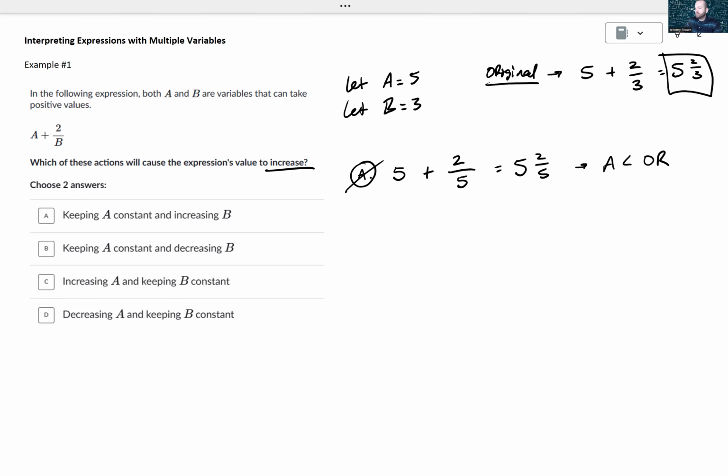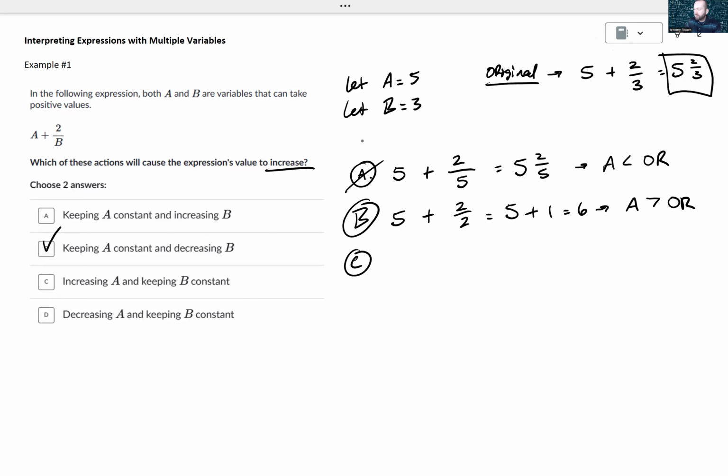So that's not true. For B, if we keep A constant, we get 5 plus. If we decrease B, let's say B is going to be 2, then that's 2 over 2, which is equal to 5 plus 1, which is equal to 6. And so in this case now, A is greater than our original.